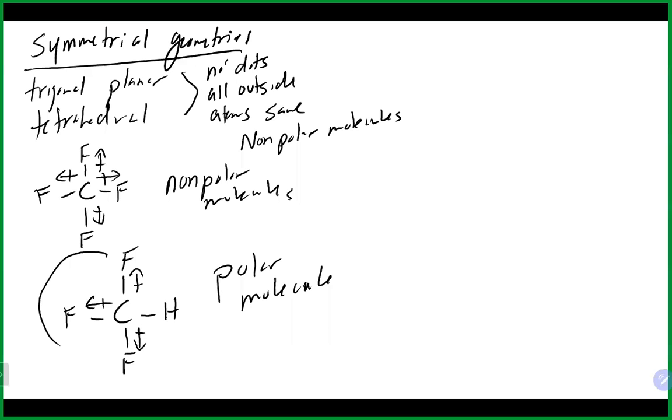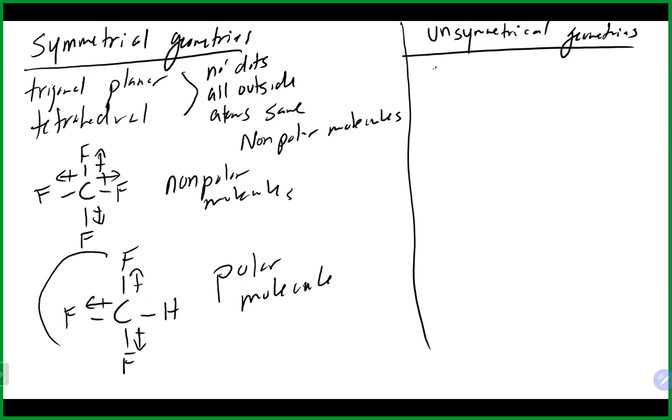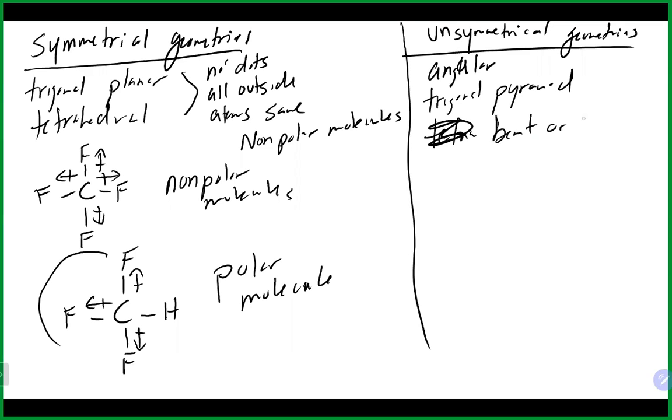Yeah. So the other reason, I'll get right to that right now, which is there's also unsymmetrical geometries, and unsymmetrical geometries are basically everybody else. They're basically your angular, your trigonal pyramid, your tetrahedral, not tetrahedral, I'm sorry, your bent or V-shaped. And what those all have in common is exactly what you were just describing.